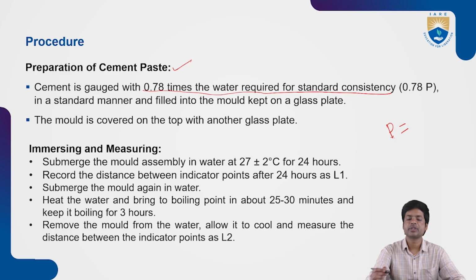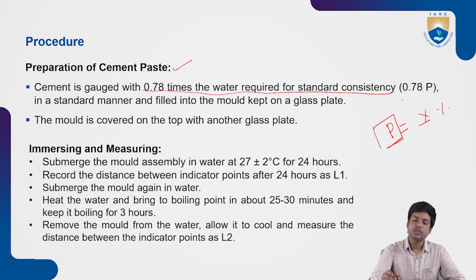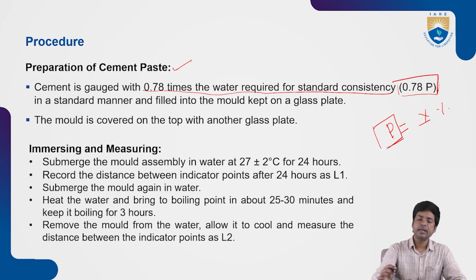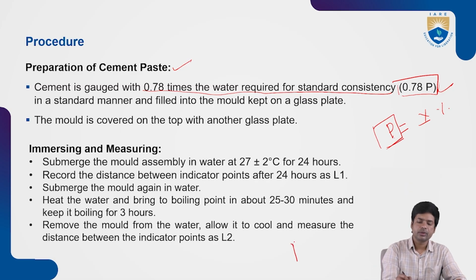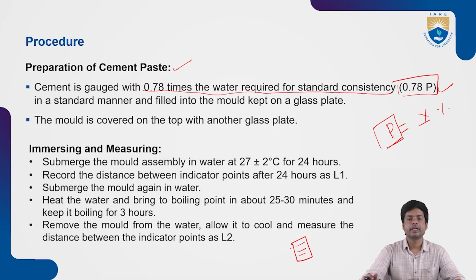That is notated with P. We get some X percentage, and that is the standard consistency. Now, while checking the quality of the cement by the soundness test, to prepare the cement paste we use 0.78 times the standard consistency of water. The cement paste prepared with this water content is filled in the Le Chatelier mould without any gaps, properly, and kept on a glass plate.